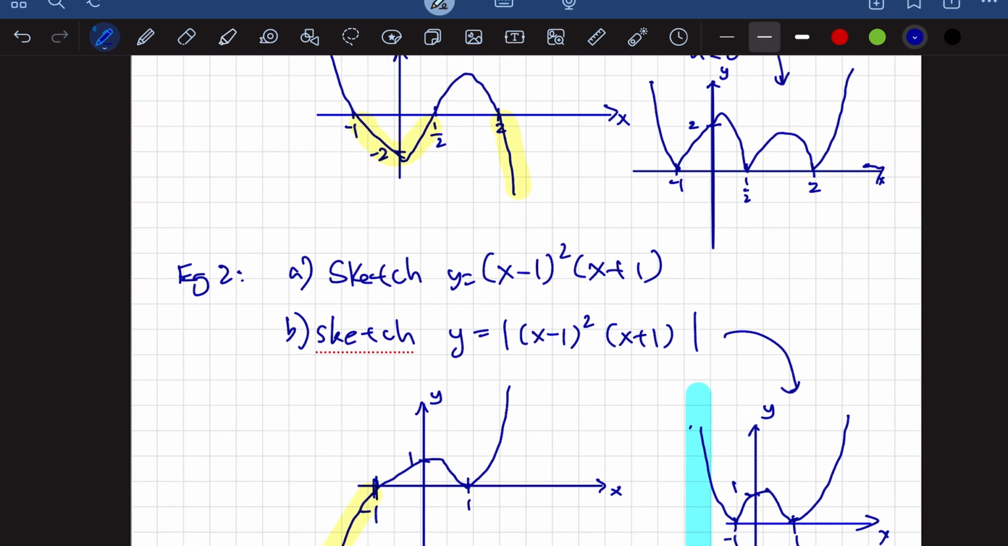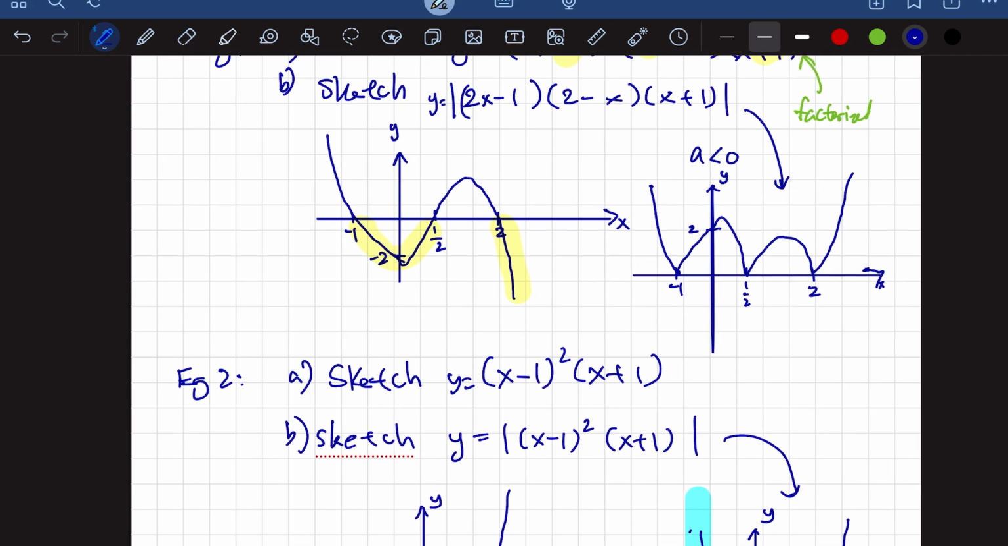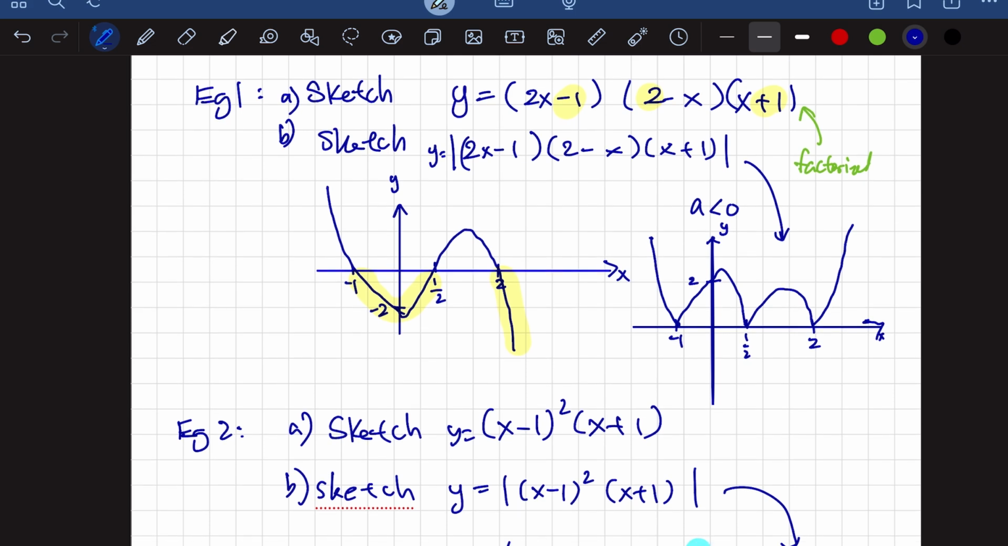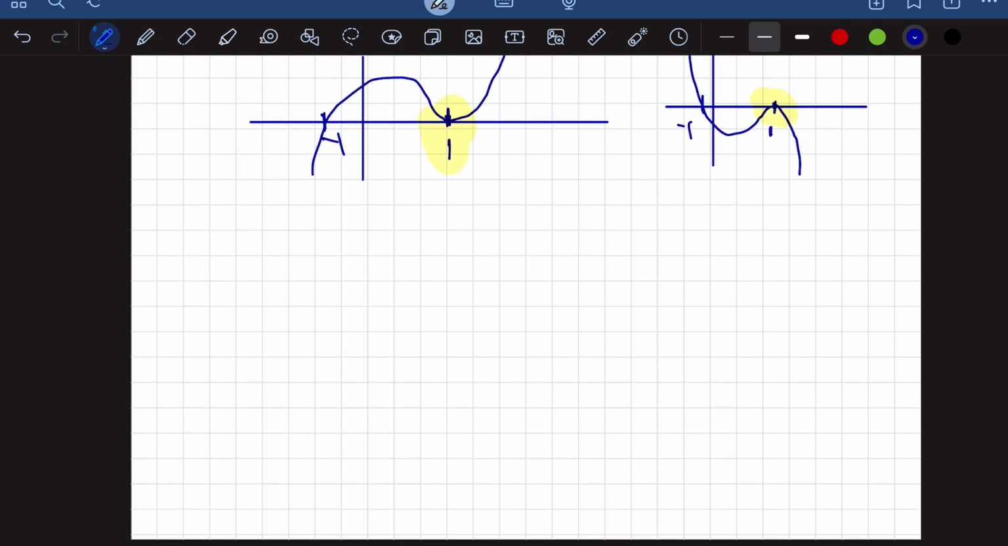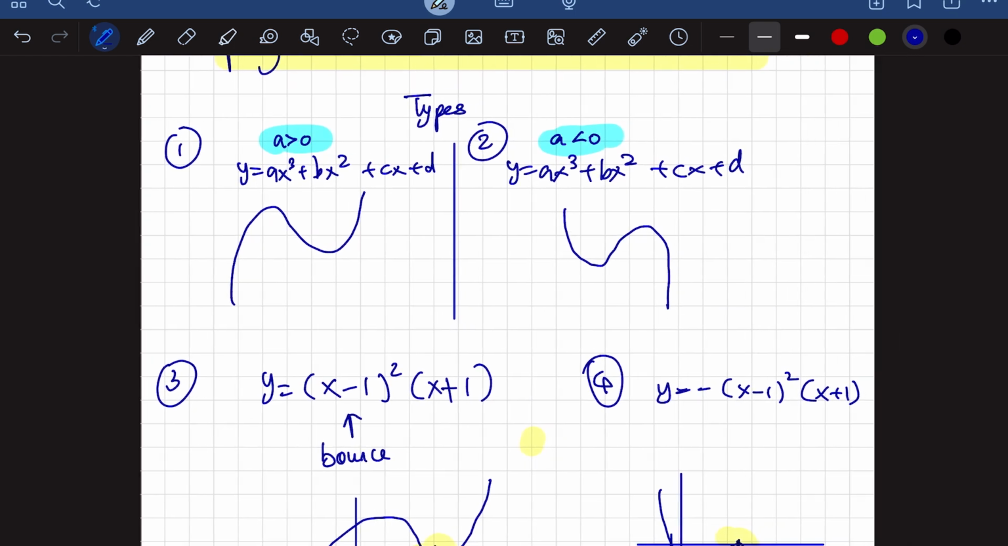Okay, so I hope that is clear on how you sketch a cubic polynomial and its modulus. And yeah, it's not a very difficult part of the chapter.